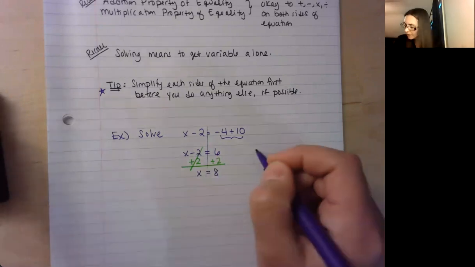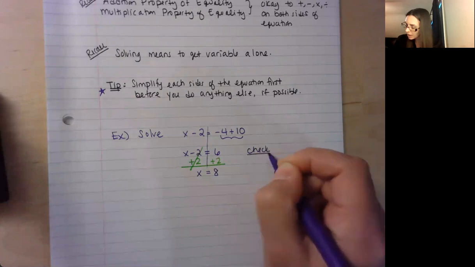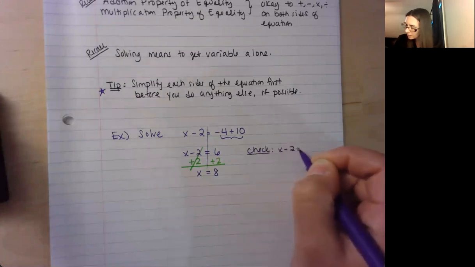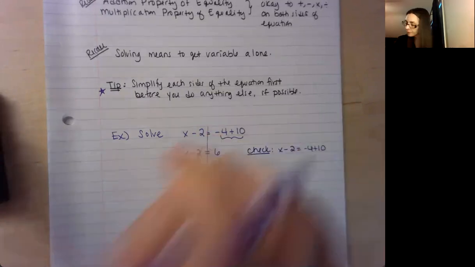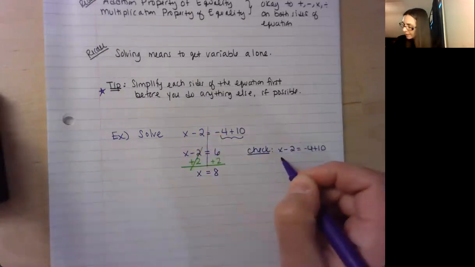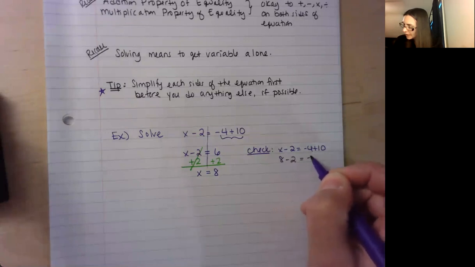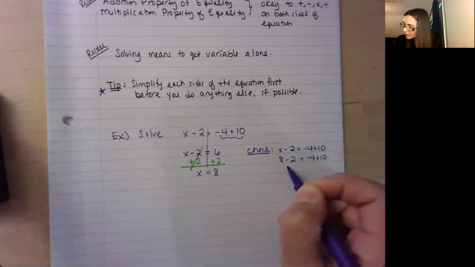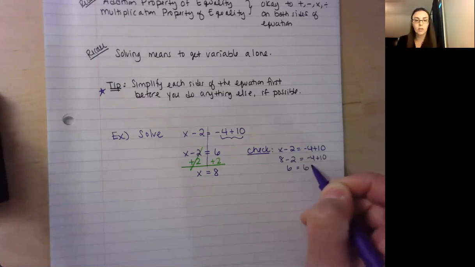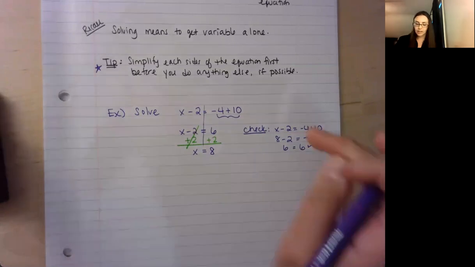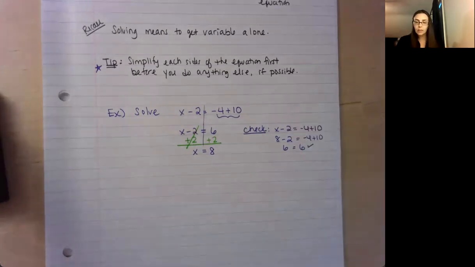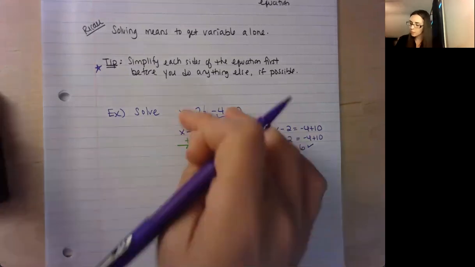Now, just like before, I'm not going to do every check, but you can go back and check your values by going to the original equation. If I plug in 8 here, I get 8 minus 2 equals negative 4 plus 10. Well, 8 minus 2 is 6, and negative 4 plus 10 is also 6. So it does check out. When you do your checks, you always want to go back to the original example. That's really important because if you don't, you may have made a mistake along the way. So you always go back to the starting point.